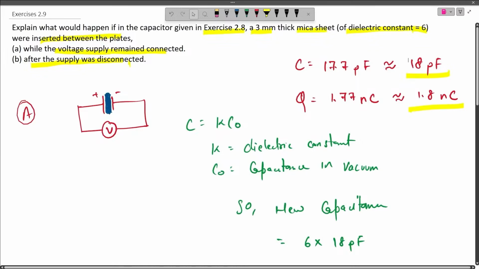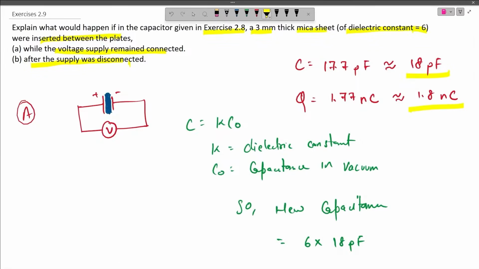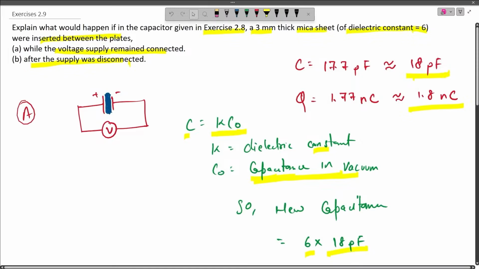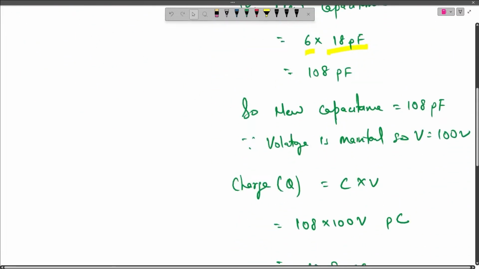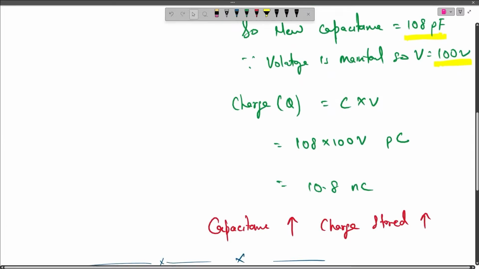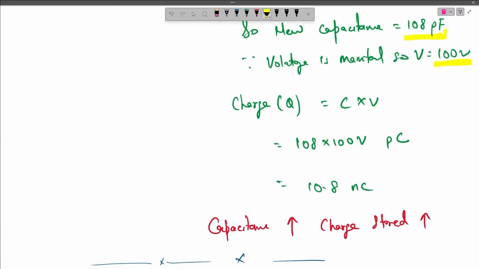So in the first case, the capacitance will change, and the capacitance with a dielectric is given as C equals K times C naught, where K is the dielectric constant and C naught is the capacitance in vacuum. The previously calculated value was the capacitance in vacuum, that is 18 picofarad. So the new capacitance would be equal to 6 times 18 picofarad, that is 108 picofarad. Now since the voltage is maintained at 100 volt, it will not change. The capacitance has changed to 108 picofarad. So the charge accumulated will also change because C has changed and V has remained constant, and charge is given by C times V.